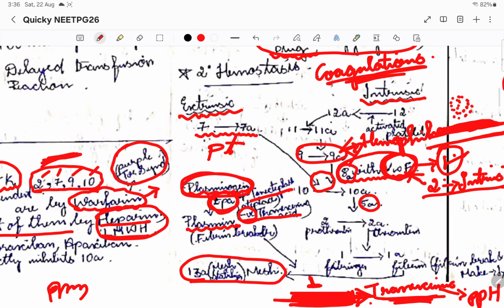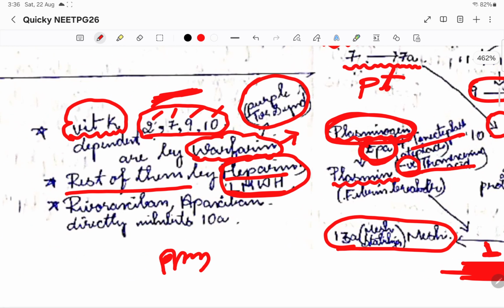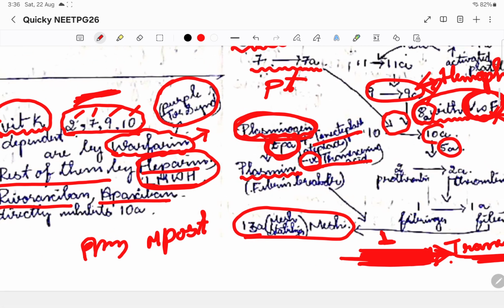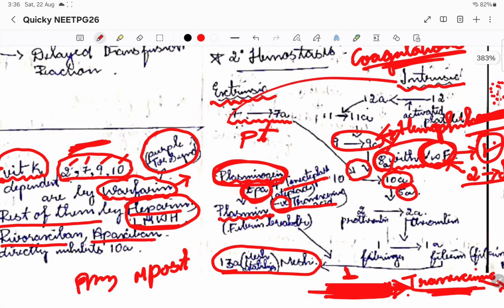So the other 12A, 11A, all these things, and 5A, 2A, all these places the heparin can act. Okay, remember rivaroxaban and apixaban, that is given in people with post MI management after doing CABG or something like that. So we are using rivaroxaban and apixaban. So it directly targets 10A. Okay, so here, instead of all this pathway, it directly targets 10A.